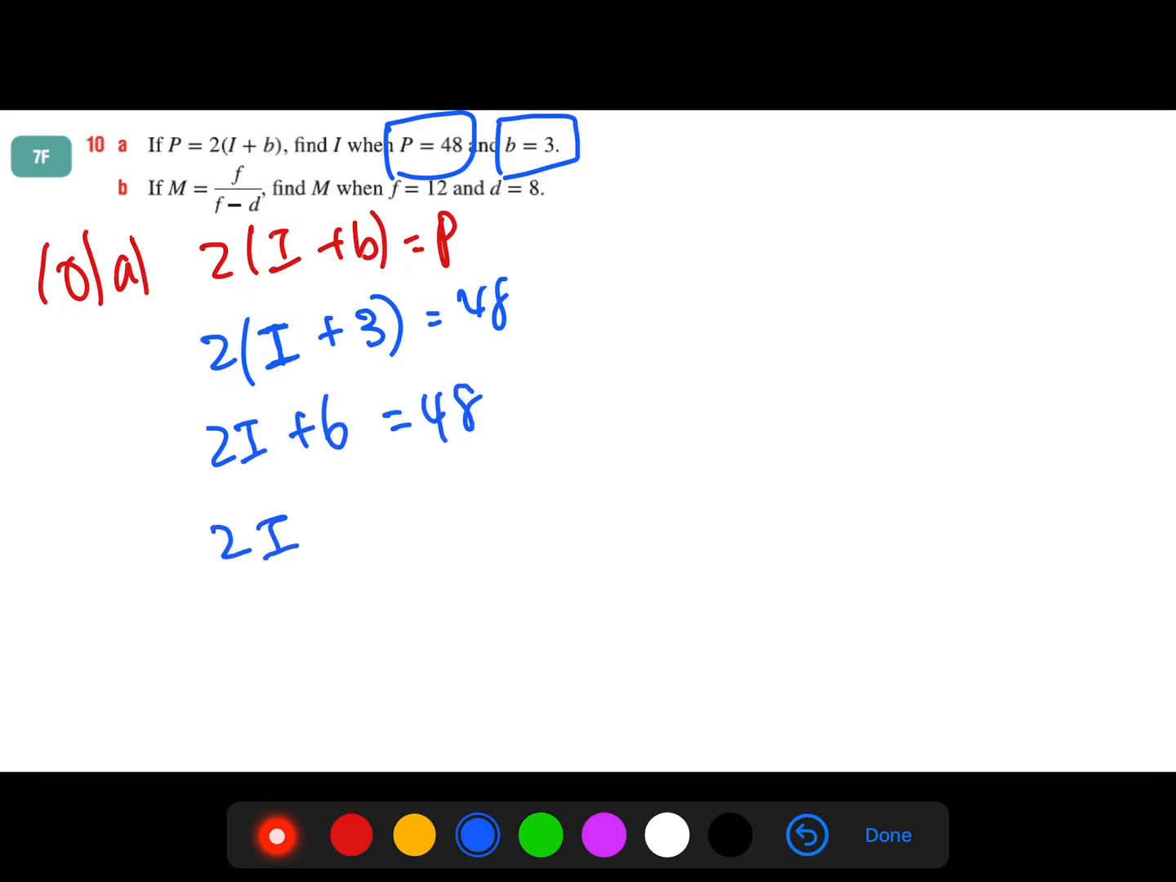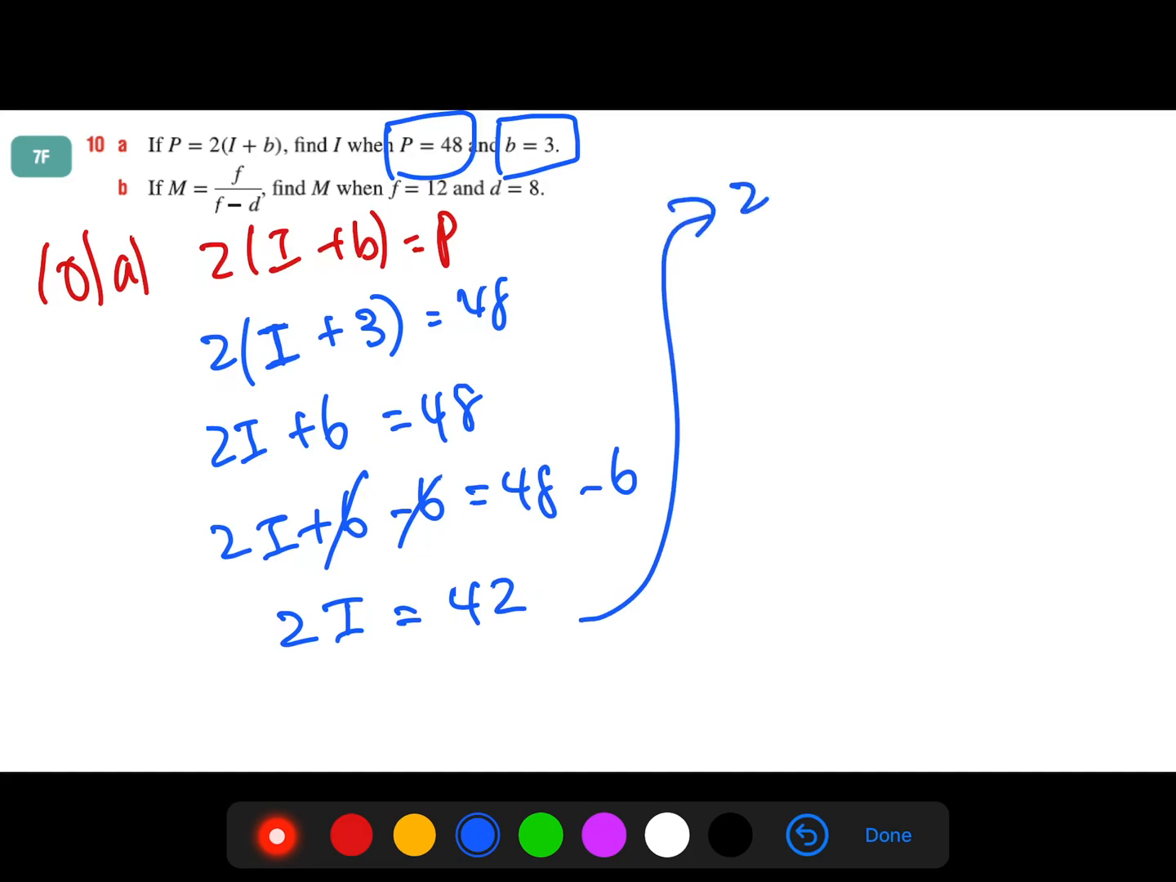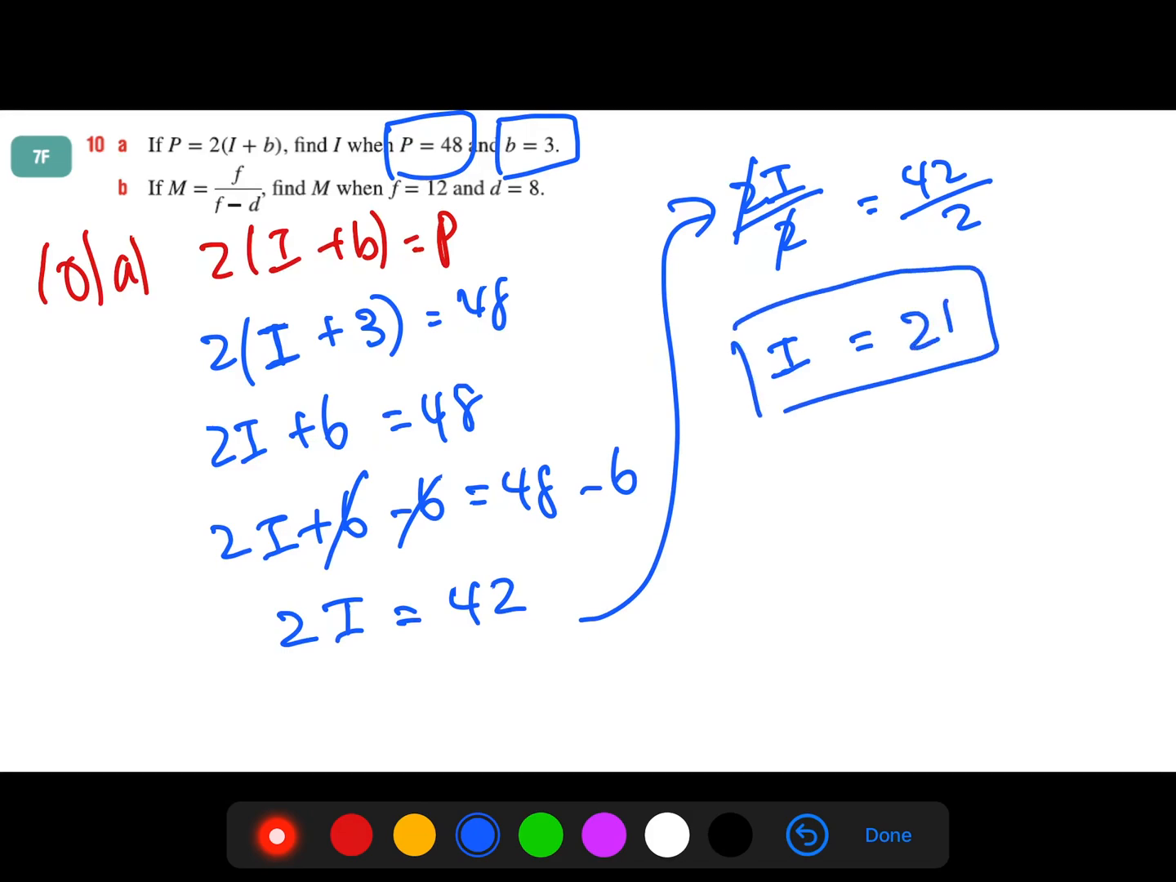So it'll be 2I plus 6 minus 6 is 48 minus 6. The 6's will cancel out. I'll be left with 2I is equal to 48 minus 6, which is 42. And then I'm going to move it up here, I don't have enough room. So 2I over 2, if it's over, it means it's division, equals 42 divided by 2. Now the 2's will cancel out. I'll be left with I is equal to 42 divided by 2. That is 21.